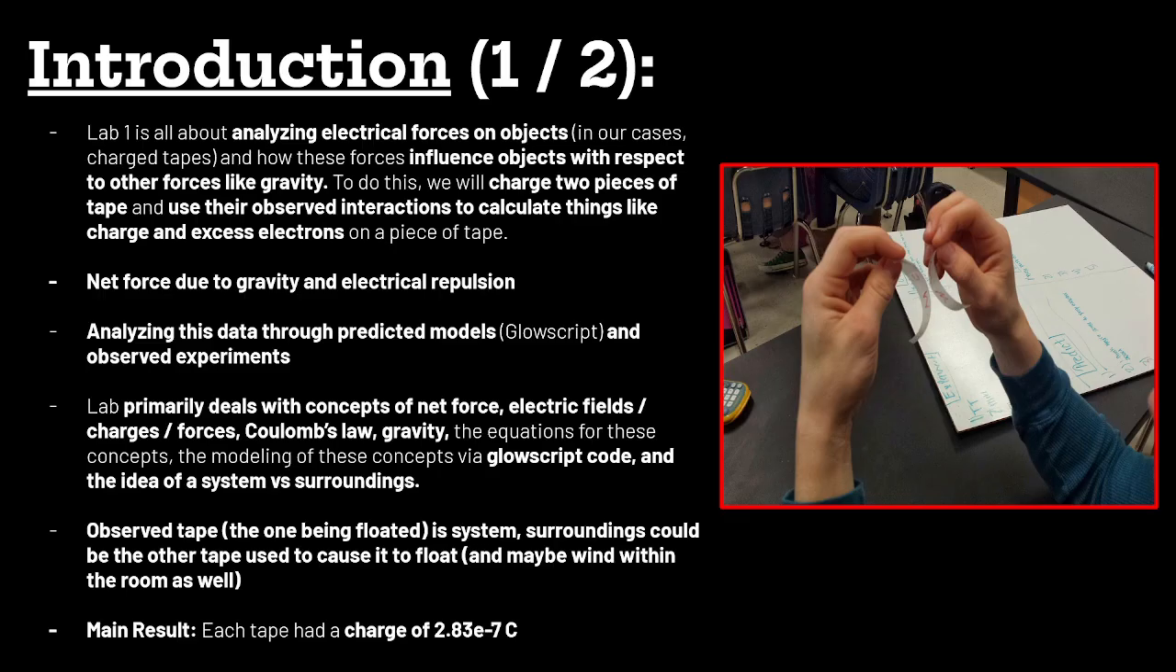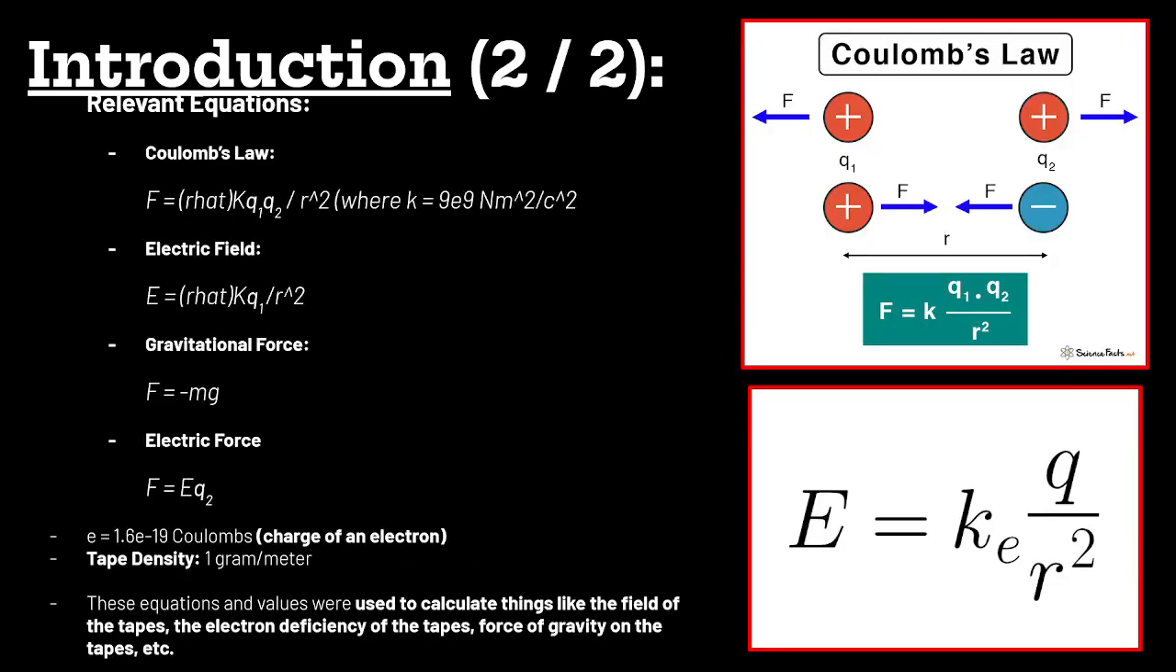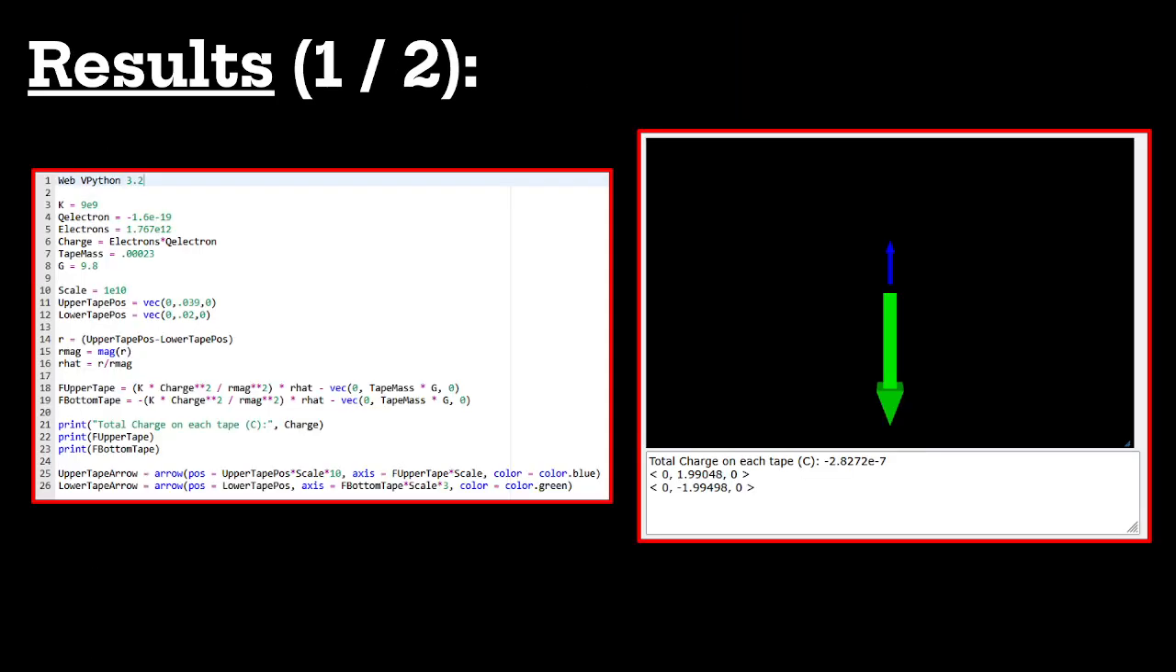The main result was that each tape had a charge of roughly 2.83e-7 coulombs. Furthermore, in the introduction, the equations that we really used were Coulomb's law, electric field, gravitational force, electric force. The charge of an electron is given, tape density was given, and these equations and values were used to calculate things like the field of the tapes, electron efficiency of the tapes, force of gravity on the tapes, etc.